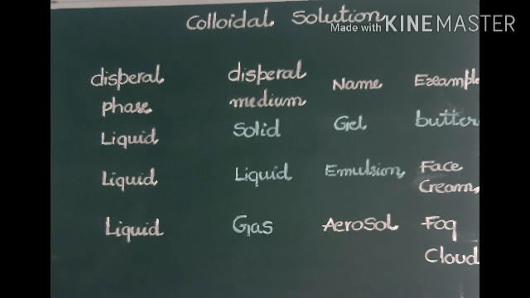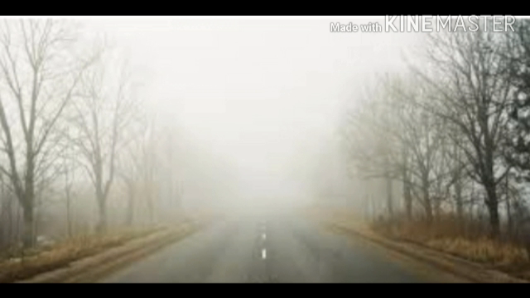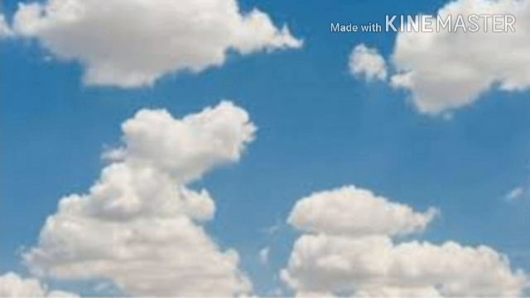And third one is dispersal phase is liquid and dispersal medium is gas, and type of the colloidal is aerosol, and best examples are fog and clouds. Fog and clouds are the best examples of aerosol. Here dispersal phase is liquid and dispersal medium is gas, and type of the colloidal is aerosol.